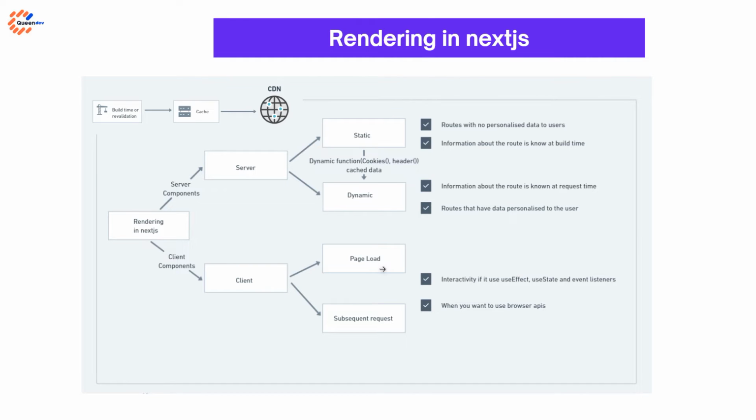So we are able to actually see some real content. And that is the same thing with client components in React and Next.js. We are going to be able to see content on the page load. But is that the case on subsequent requests? That happens on page load.